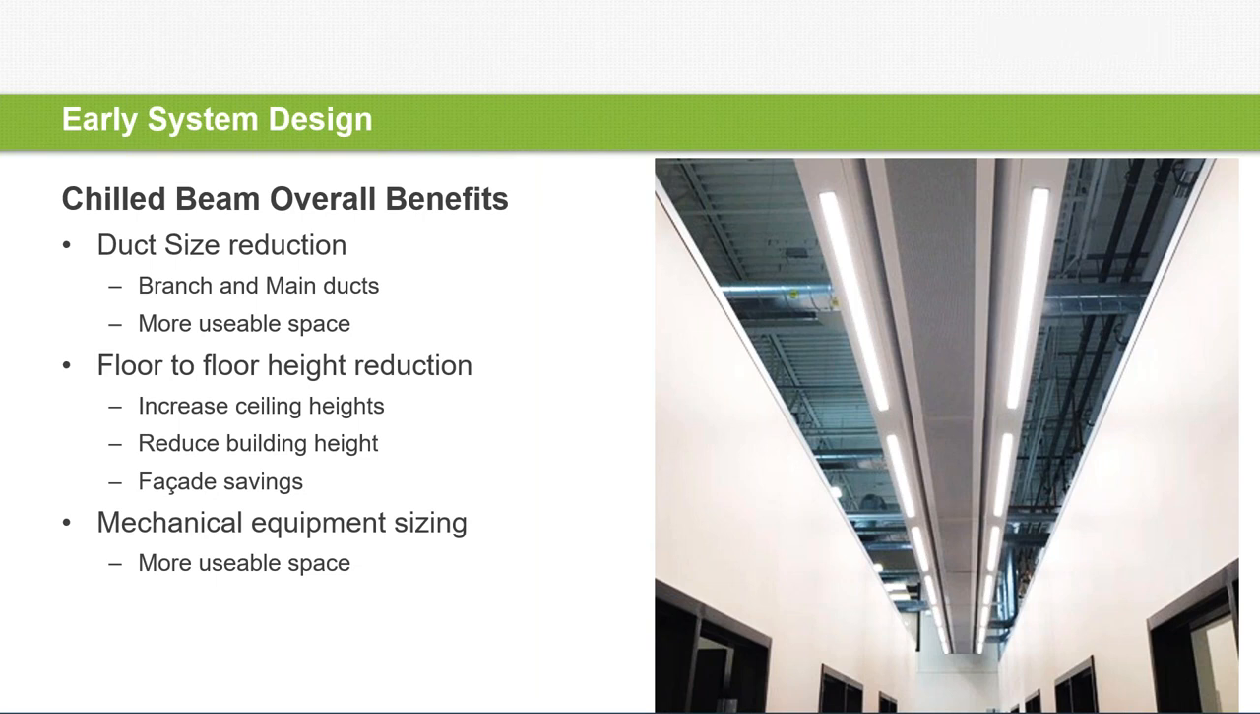So that's a couple of things that can be pretty big points in favor of this type of system. Also, you may have the ability to increase your floor-to-floor height, to raise your ceilings up a little bit. We've also seen an example, I think Chris went over this morning, where they were able to shrink the whole building and have some facade savings just by having less square area on the outside of the building. So that can actually have a pretty major impact on the cost of a project. And then also mechanical equipment sizing can be smaller. So that's another option to save some space and maybe some money on the project.